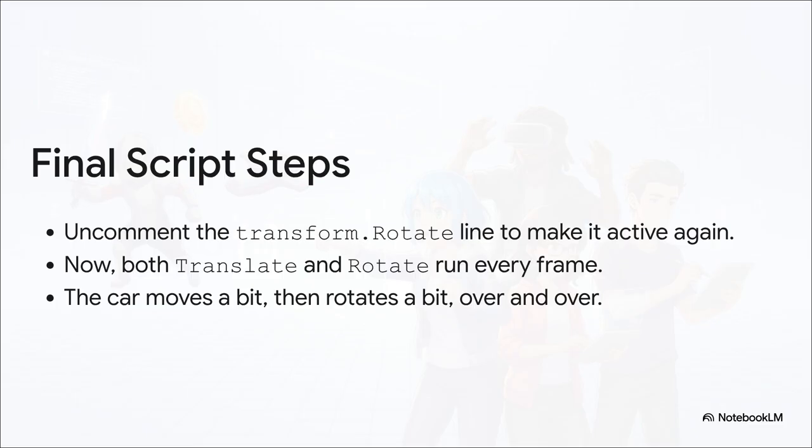So let's think about what's going to happen in our update loop now. On every single frame, Unity is going to read both of these lines. First, it's going to move the car forward by a tiny delta time adjusted amount. Then immediately after, it's going to rotate the car by a tiny amount. This will happen so incredibly fast, 60 times a second or more, that our eyes won't see two separate actions. We'll see them blend together into a single, smooth curve.